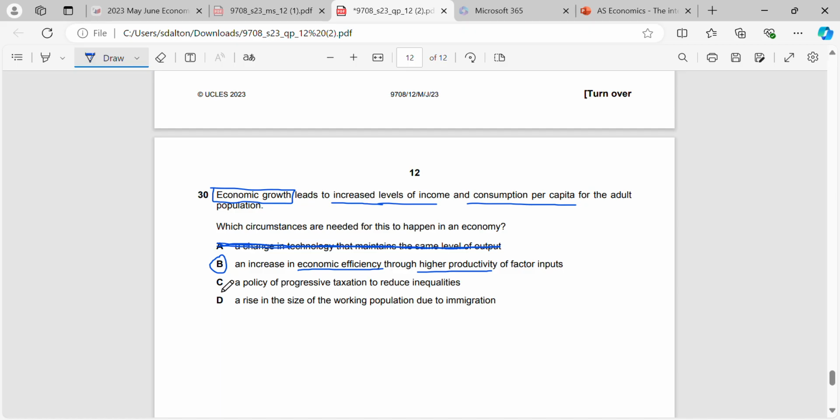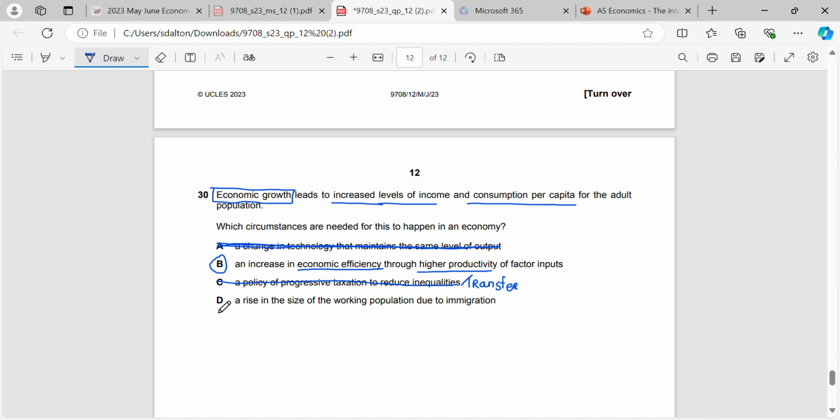A policy of progressive taxation to reduce inequality. So we know that's going to be wrong. And why is that wrong? Progressive taxes will reduce inequalities, but remember that that is essentially not an increase in the income or consumption per capita. It's just a transfer, right? So it's like a movement from high income individuals to low income individuals, which is transferring or reducing the inequality of income, but it doesn't necessarily result in each person on average having more income and consumption per capita to spend.